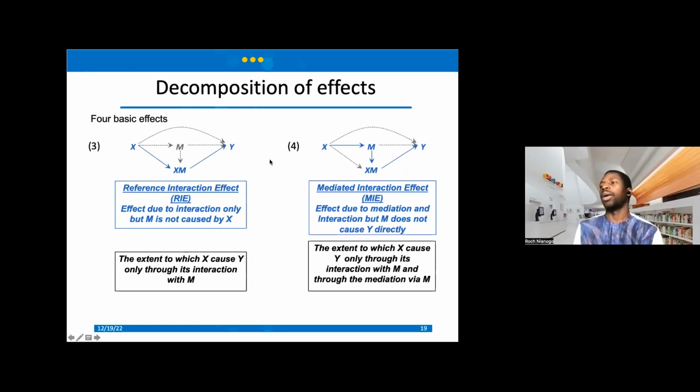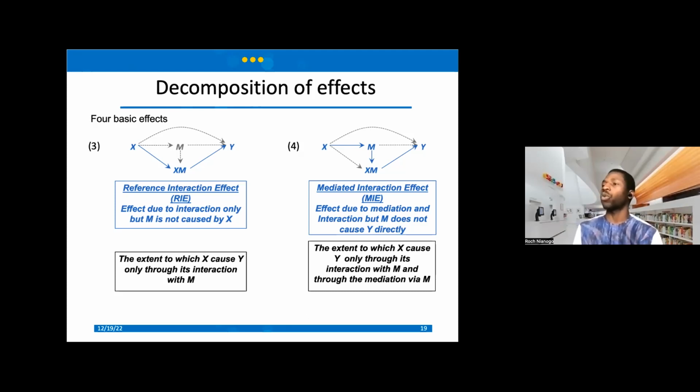And then we have what we call the reference interaction effect, RIE, which is basically the effect that is due to interaction only, but M is not caused by X, right? So again, this is the extent to which ACE, adverse childhood experience, causes cognitive difficulty only through its interaction with M, here being psychological resilience.